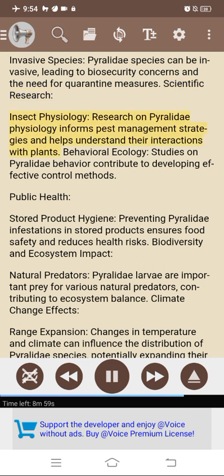Scientific research. Insect physiology: research on Pyralidae physiology informs pest management strategies and helps understand their interactions with plants. Behavioral ecology: studies on Pyralidae behavior contribute to developing effective control methods. Public health. Stored product hygiene: preventing Pyralidae infestations in stored products ensures food safety and reduces health risks. Biodiversity and ecosystem impact. Natural predators: Pyralidae larvae are important prey for various natural predators, contributing to ecosystem balance.